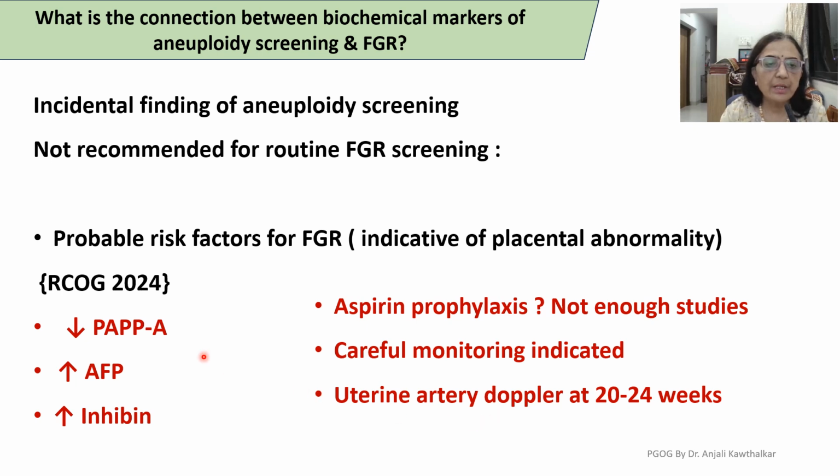So what is indicated is, if we get abnormal biochemical markers for aneuploidy screening, it is an indication to proceed with uterine artery Doppler study at 20 weeks to 24 weeks of pregnancy.